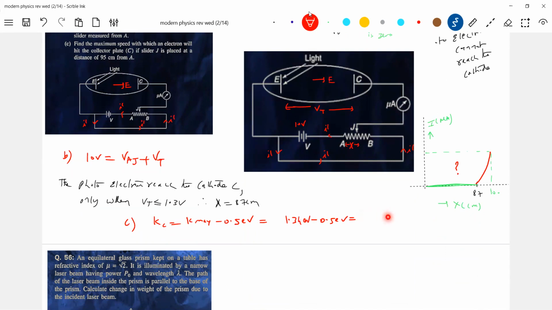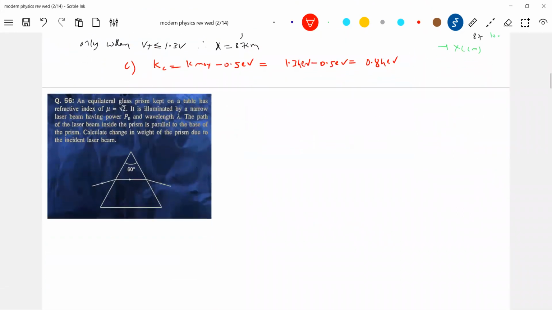Anybody, just the value? 0.78. Just give me the value. Well, 2.84, 0.84. Yeah. Read this question.